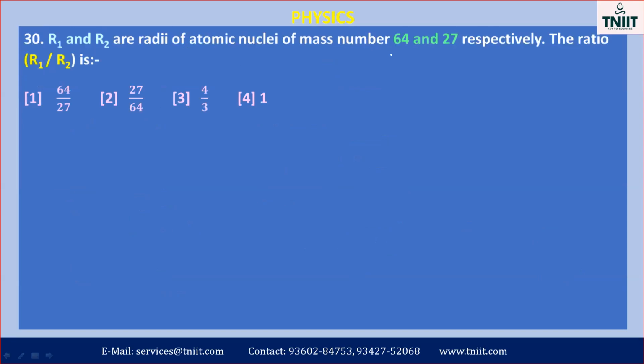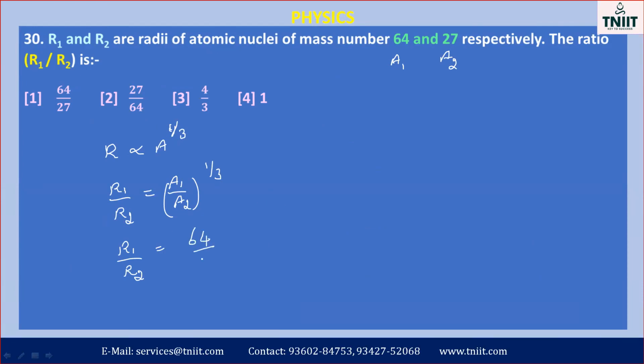R1 and R2 are the nuclear radii for mass numbers A1 and A2, that is 64 and 27. What is the ratio of R1 by R2? According to one of the properties, R is directly proportional to A power 1 by 3, the nuclear radius. So R1 by R2 equals A1 by A2 whole power 1 by 3. A1 is 64, A2 is 27. What is the cube root of 64? 4. Cube root of 27 is 3. So 4 by 3. So option 3 is the right answer.